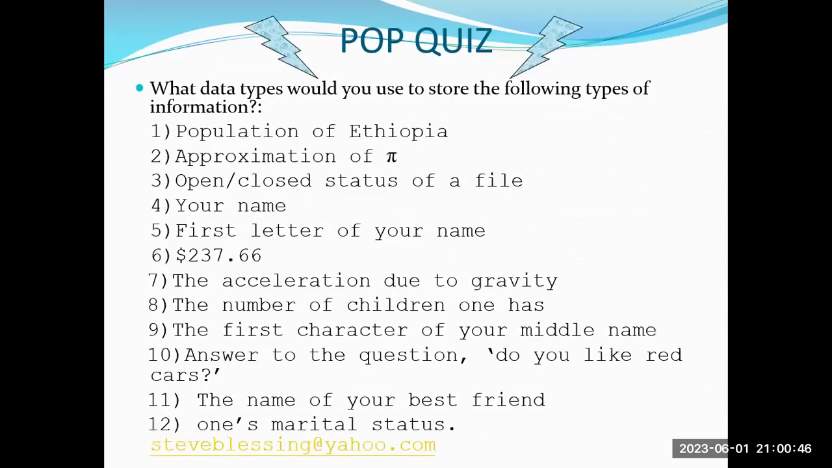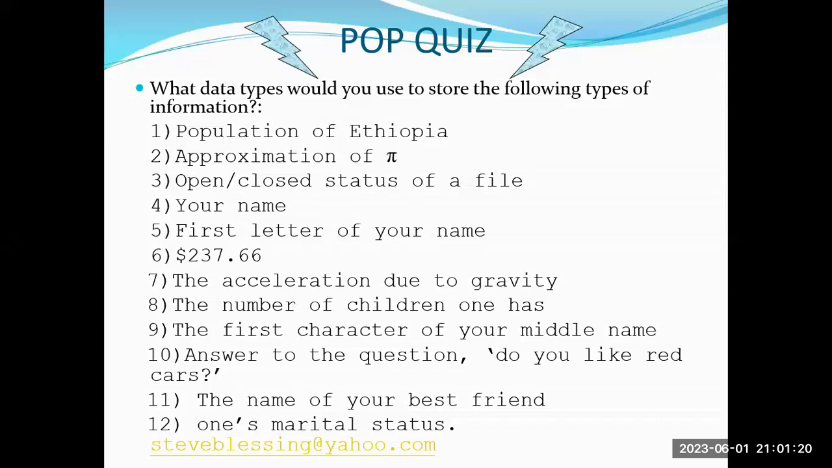I hope we are all okay. So we have an assignment where I want you to give me the data type. Let's start with this one. Let's say we want to write a program where one of the input data is supposed to be the population of Ethiopia, to take the population of Ethiopia and use it for computation to find the percentage of males and females and so on.